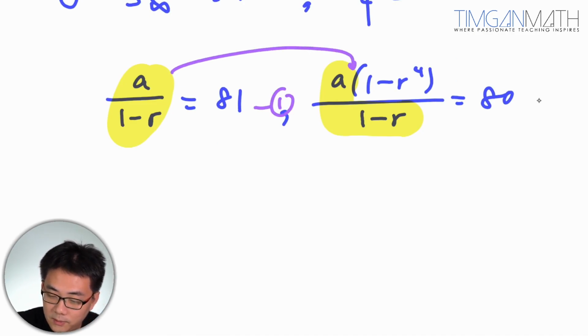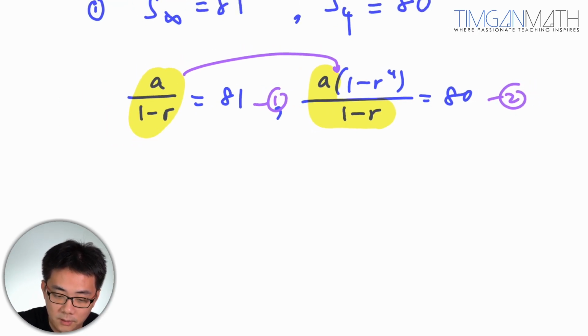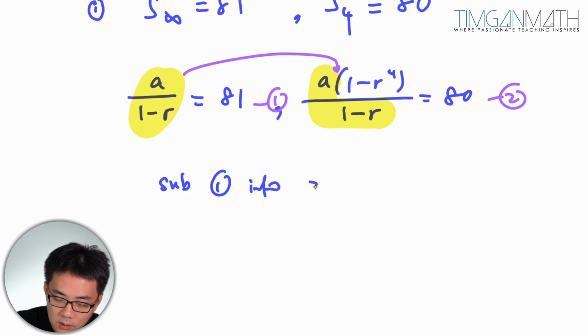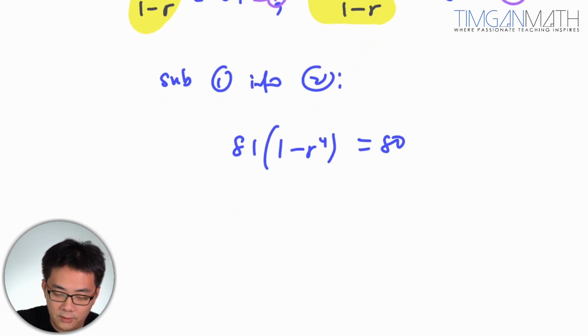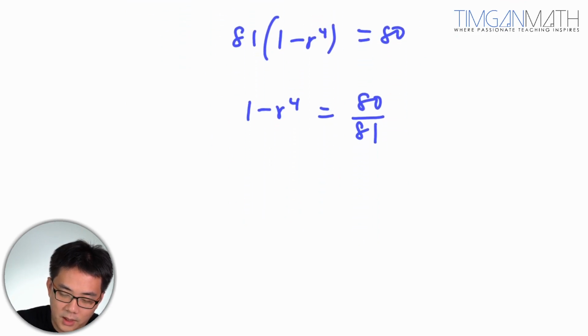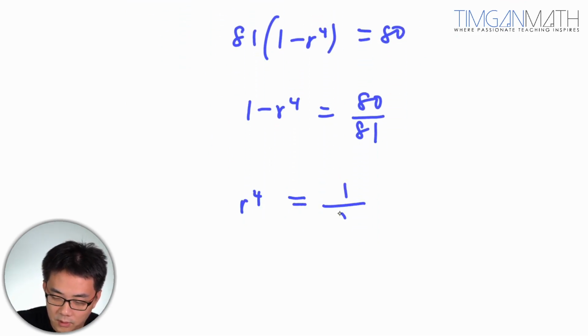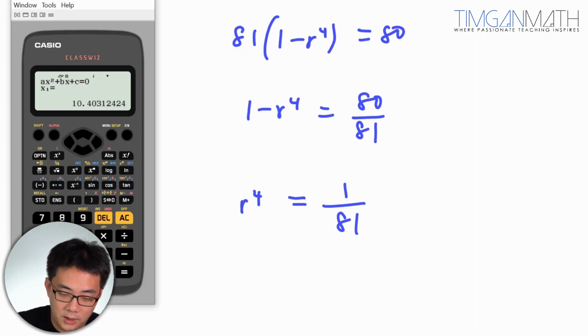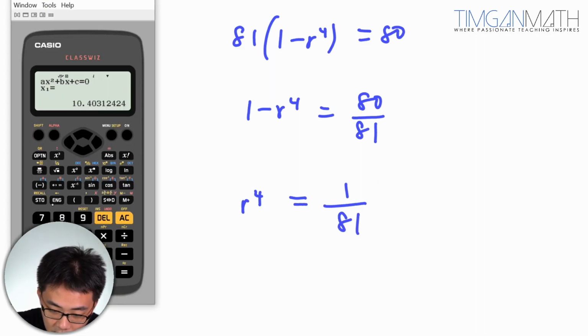So just replace a over 1 minus r in equation 2, so substitute 1 into 2. We get 81 times (1 minus r^4) equals 80. After which 1 minus r^4 equals 80 over 81, and that would be r^4 equals 1 over 81. And just key in the calculator, you will get the fourth root.